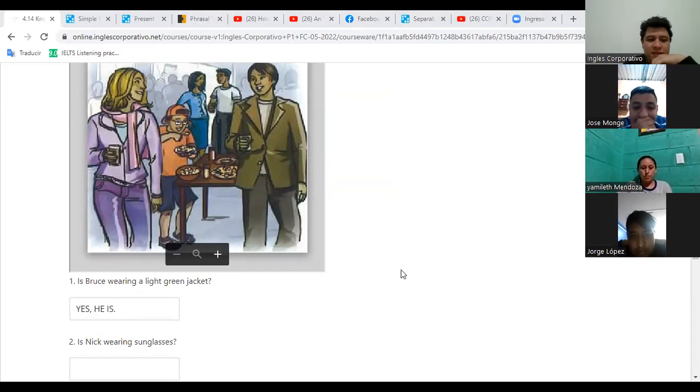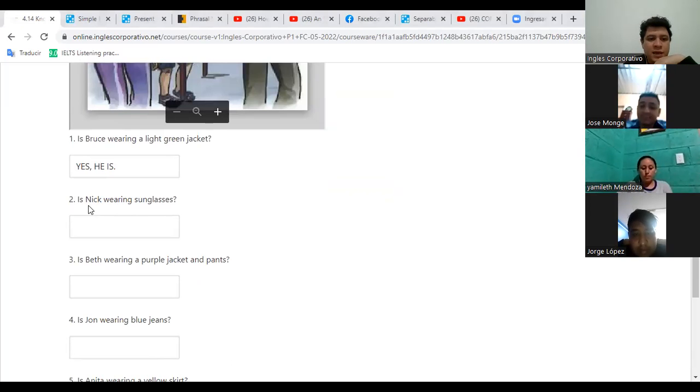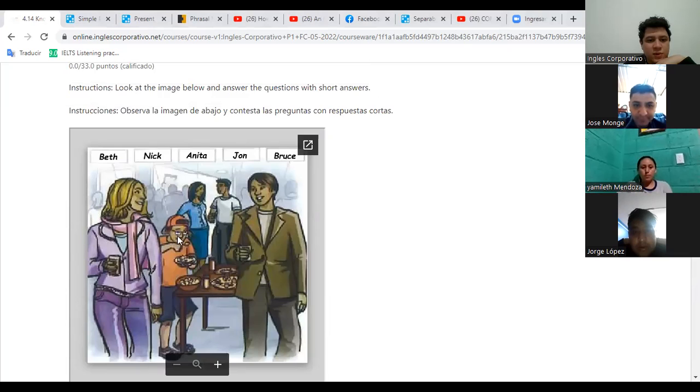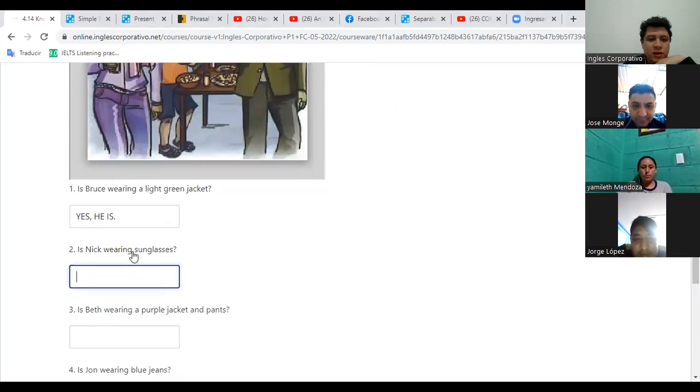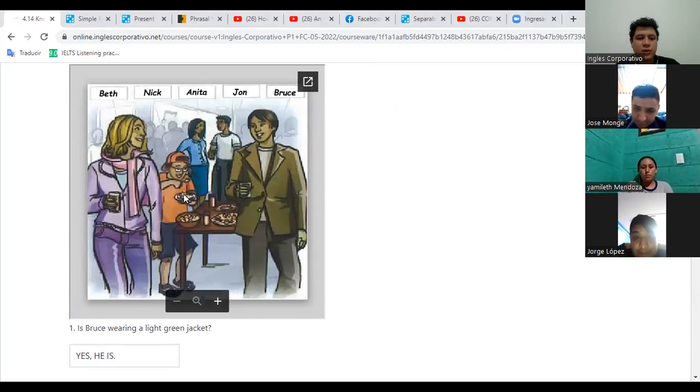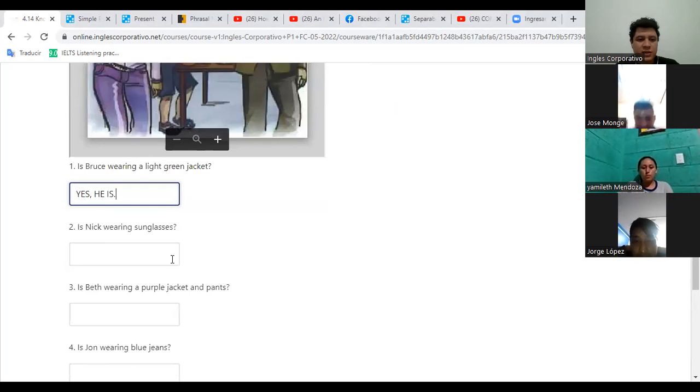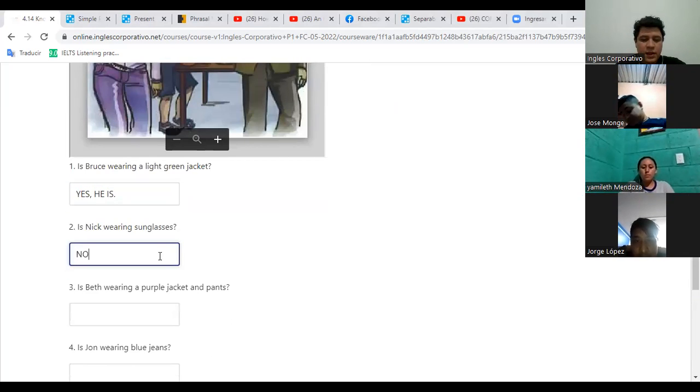Now, let's see. We have the second one, chicos. Tenemos el segundo. Dice, is Nick wearing sunglasses? Nick, let's see Nick. This one, Nick. Este es Nick, okay? El niño. So, sunglasses, you know what sunglasses are, right? Sunglasses son los lentes para el sol, right? So, tell me, guys. Is he wearing them? ¿Él los está vistiendo? No, he's not. Perfect. No, he's not, right? O también podemos decir, no, he isn't, right?